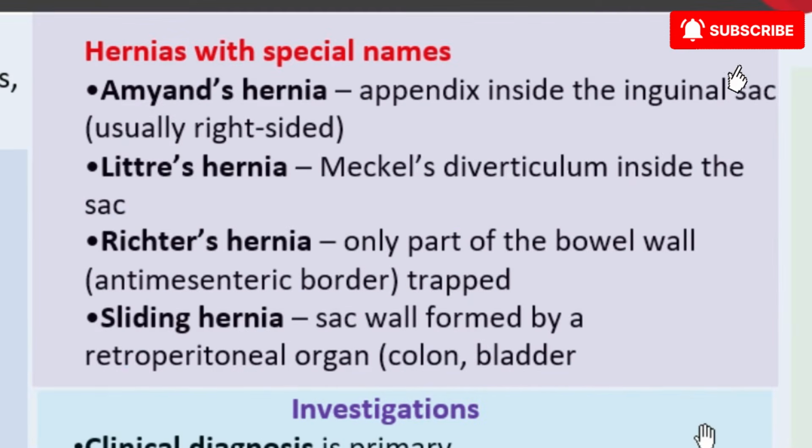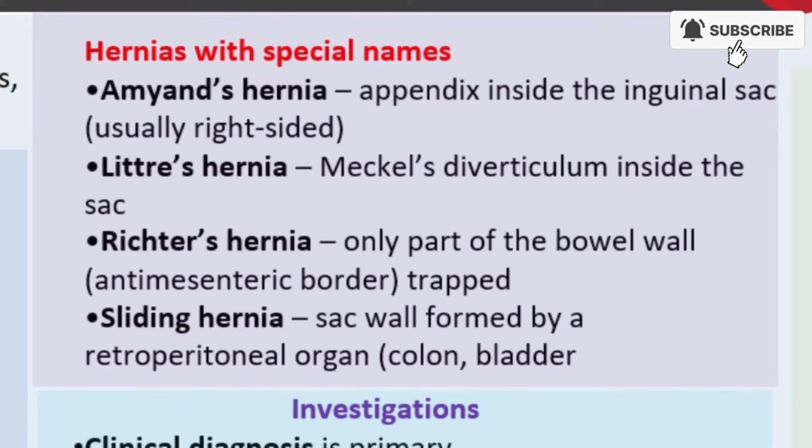So we have some hernias with special names. We have the Amyand hernia, which is a hernia containing the appendix. We have the Littre hernia, which is a hernia containing the Meckel's diverticulum. Richter's hernia, whereby only part of the bowel wall is trapped, most likely the antimesenteric border, the one that is away from the blood vessels, is trapped.